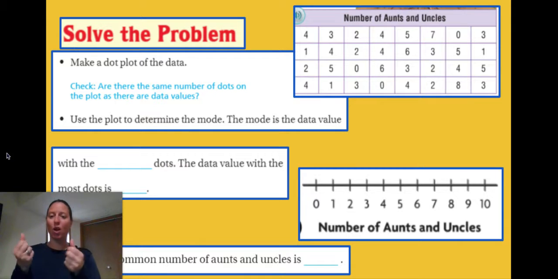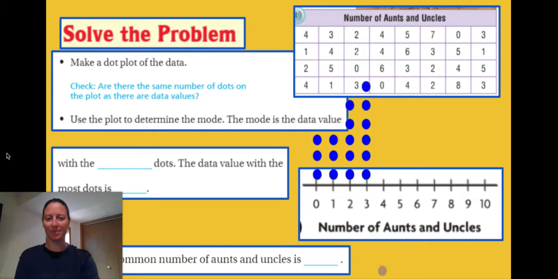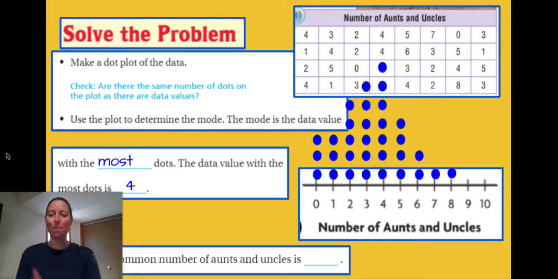Now we're going to solve the problem. Make a dot plot of the data. So as you're crossing off your numbers and putting a dot over on the dot plot, you will see in the end that the mode is the data with the most dots, and that is 4. So the most common number of aunts and uncles is 4.